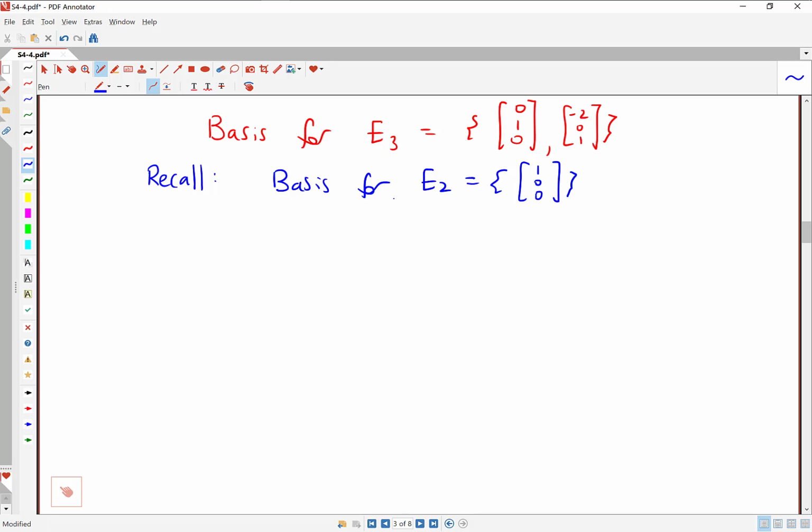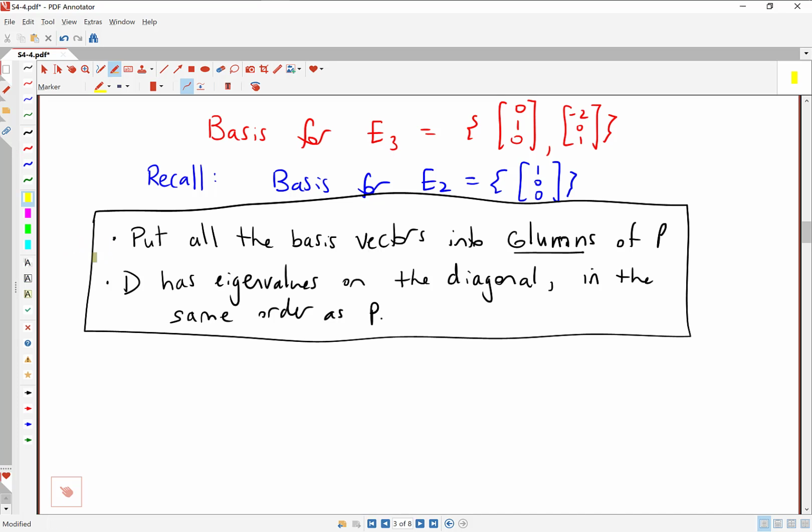And now we'll figure out how to build the matrix P. Here are our instructions on how to finish the problem. So we're going to put all the basis vectors that we found into the columns of P. We can put those in any order that we like, as long as we fill the 3 basis vectors into the 3 columns of P.